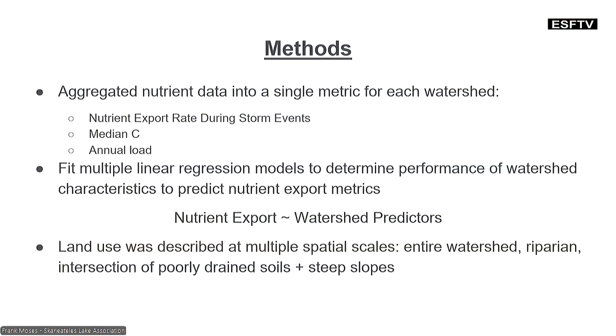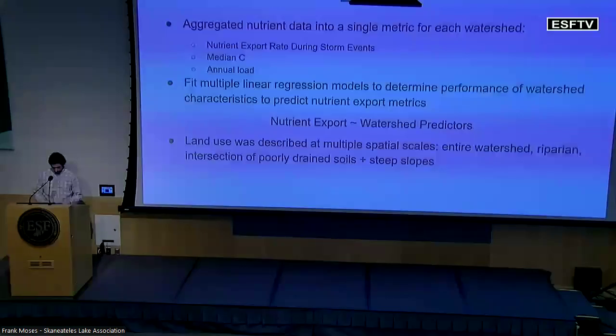So the nutrient data were aggregated into a single metric for each watershed. And so there were three metrics for each watershed: the nutrient export rate during storm events, the median concentration, and the annual average loading rate. And then we fit multiple linear regression models to determine how well the watershed characteristics predicted these nutrient export metrics.